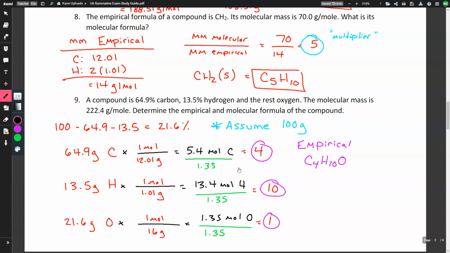We're not done yet because it wants the molecular formula as well. So I need to know the molar mass of this. So figuring out the molar mass is going to be 74.1 grams. So I'm going to do it right this time. It's going to be the molar mass of the molecular over the molar mass of the empirical.